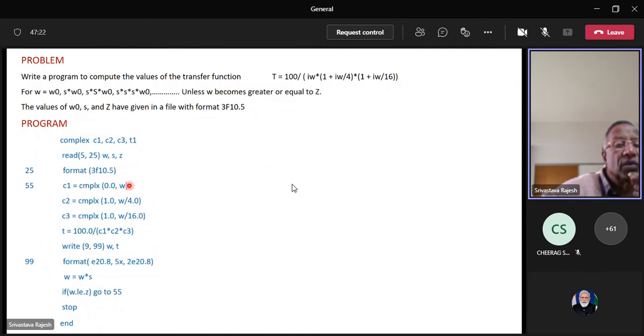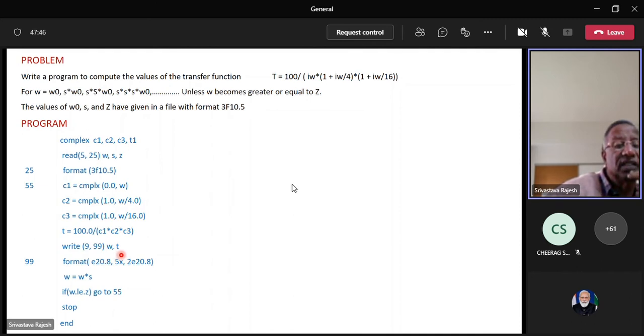So I made this quantity over here. Then T is written as 100.0 divided by C1 complex, C2 complex, C3. So I defined it and divided it. Then it can write W and T. For each value of W, you can write the value of the complex transfer function.